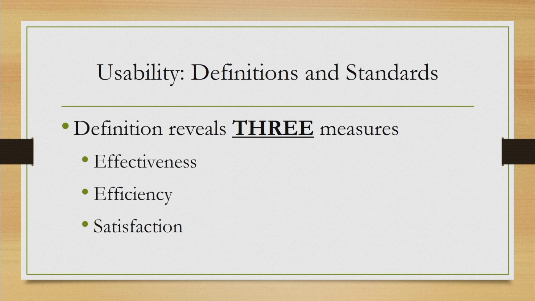Along with these three crucial aspects, the ISO definition of usability provides for three specific measures. These are effectiveness, efficiency and satisfaction. However, the definition does not say how to measure these three quantities.